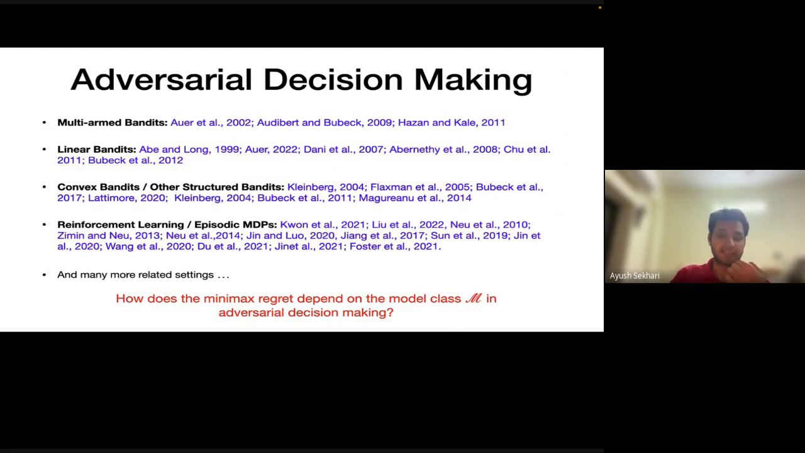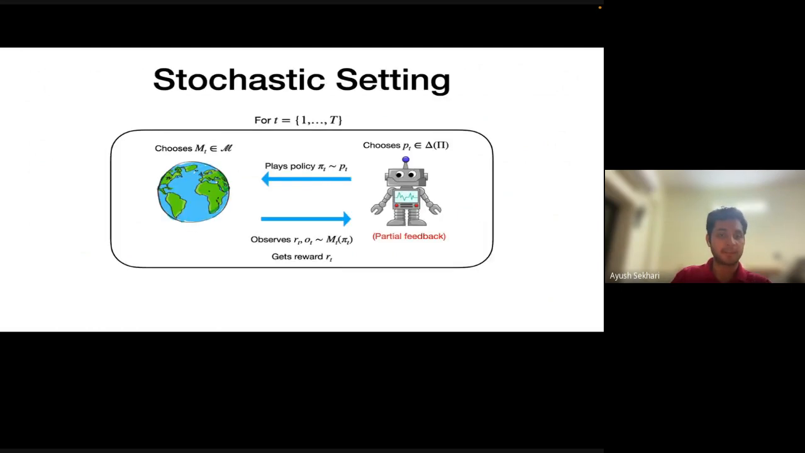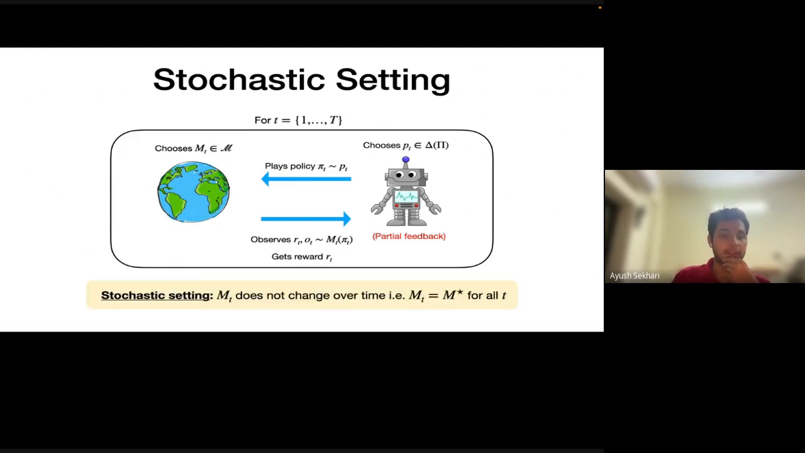Now, before I tell you the results for the adversarial setting, let me first take a step back and connect these results with a prior work on the stochastic setting. In the stochastic setting, it's a similar interactive model between a learner and an adversary. However, we assume that the adversary's model M_t does not change over time. So it's a stochastic nature. So we assume that M_t is fixed to be M star for all times t from 1 to T throughout the interaction.